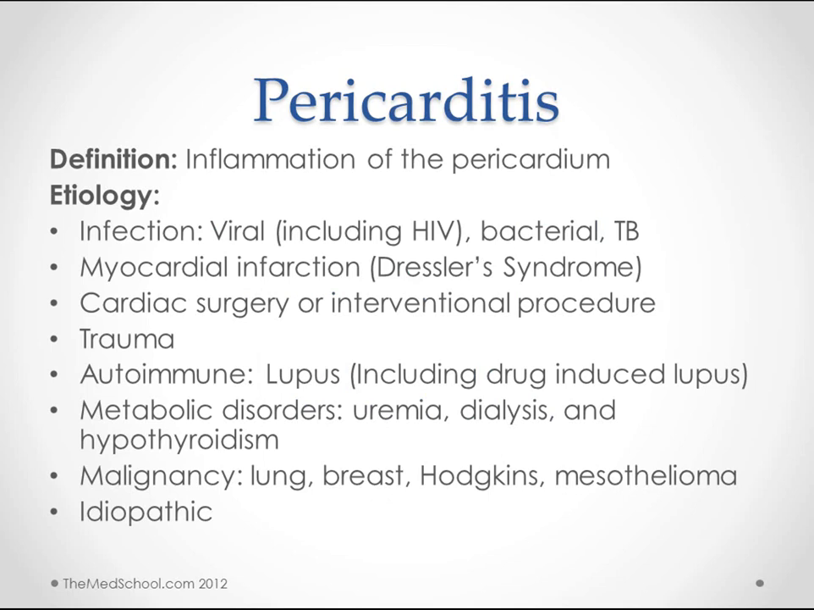So pericarditis is the most common problem that you can have with your pericardium. Just as a refresher, the pericardium is that sac that encloses the heart, and pericarditis is any inflammation of that sac. So what kinds of things cause inflammation? Well, lots of things do. Any type of infection is probably your most common cause of pericarditis. So viral infections, bacterial infections, TB.